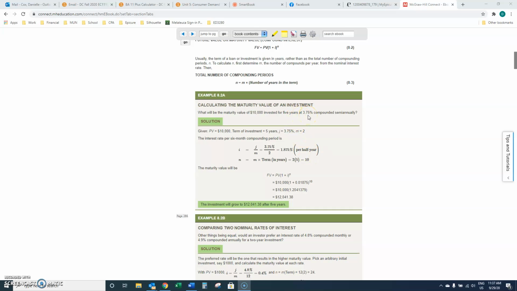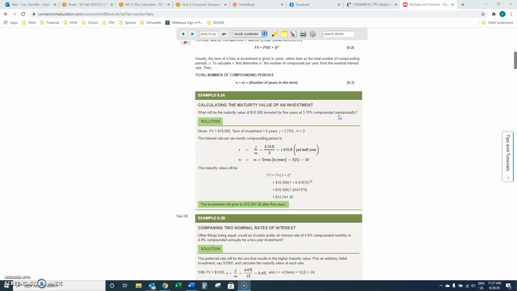It's at 3.75%. So you hit 3.75, then your I/Y button there. Now, because it's semi-annual, you also have to fill in the P/Y, C/Y button.